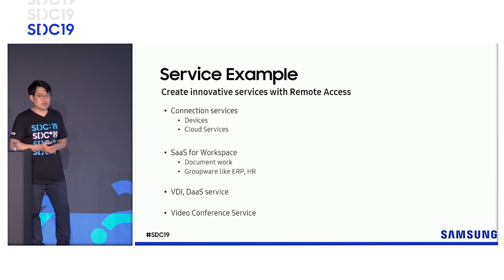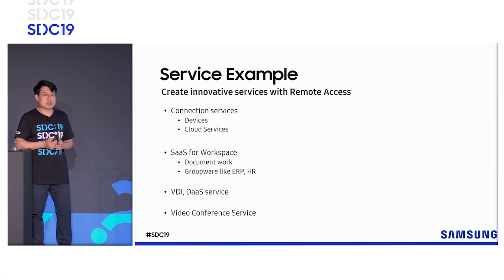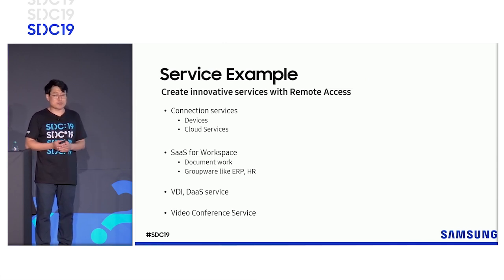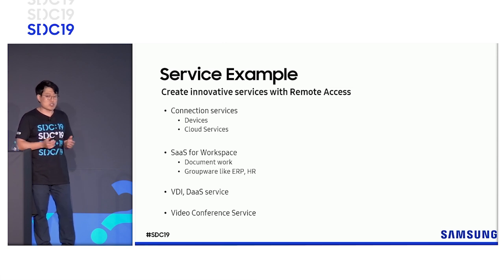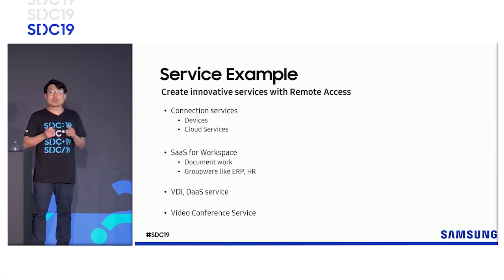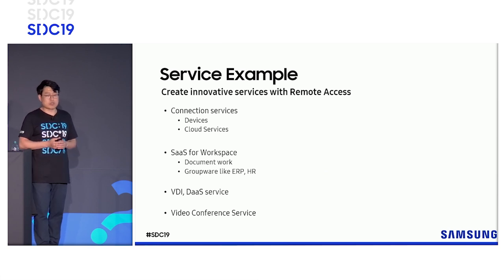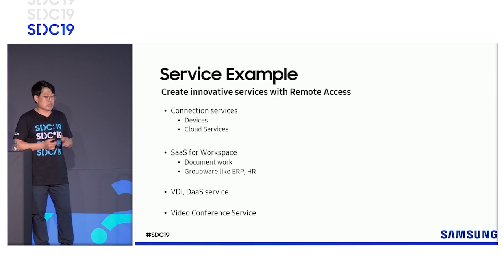First is a service example. I'd like to suggest service examples that can be suitable for a smart screen. You can provide connection services to smart devices and cloud services through the remote access panel, as we have seen before. And you can also provide software as a service for enterprise business. Therefore, ERP, HR, and document editing systems are also possible in the form of software as a service. In addition, virtual desktop infrastructure or desktop as a service with a cloud service are possible in our remote access.